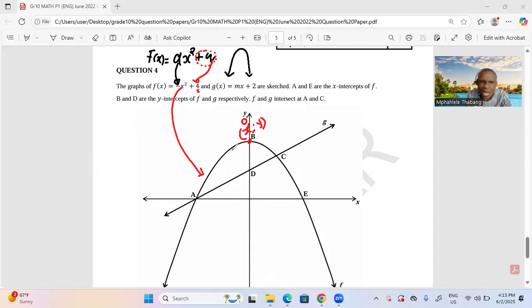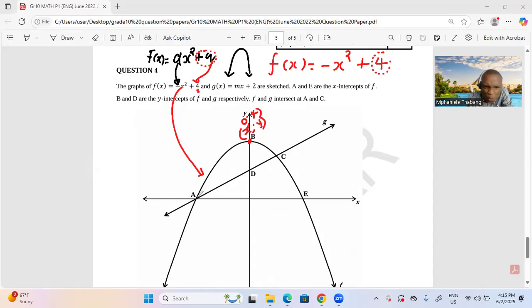But what is the y turning point? The y turning point, I said, is represented by q, the number at the end, this 4. You are working with the function f of x equals negative x squared plus 4. So this 4 is your y turning point. That's why I'm saying the graph turns at the point B, which is 0 and 4.